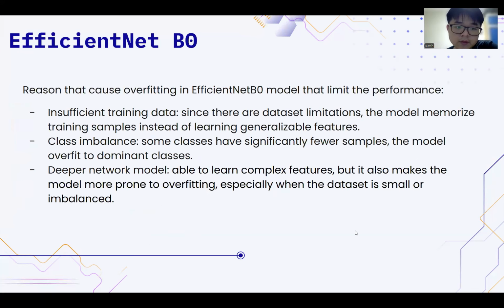So here are some reasons that cause overfitting. The first is insufficient training data, then class imbalance, and a deeper network model.